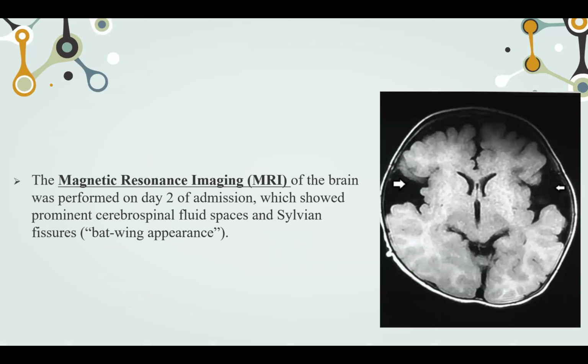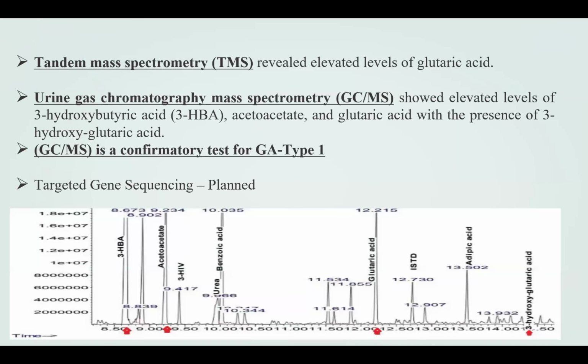MRI was performed on day 2 of admission, which showed prominent CSF spaces and widened Sylvian fissures, which showed a bat-wing appearance. Tandem mass spectrometry showed elevated levels of glutaric acid. Urine gas chromatography mass spectrometry (GCMS) showed elevated levels of 3-hydroxyglutaric acid, acetoacetic acid, and glutaric acid. GCMS is a confirmatory test for glutaric aciduria type 1. Targeted gene sequencing was planned for the baby as a follow-up.